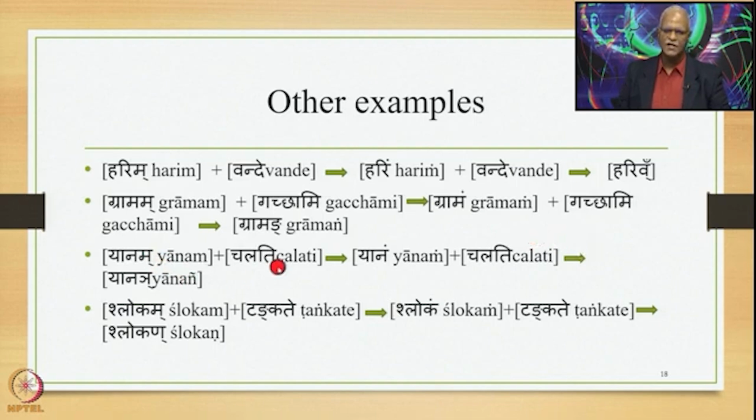Similarly, yanam chalati is the input, ma is substituted by an anuswara, yanam chalati, and then this becomes an input for 8459, and so this anuswara is substituted by the nasal parasavarna of ch, which is ya. So we have yanan chalati.